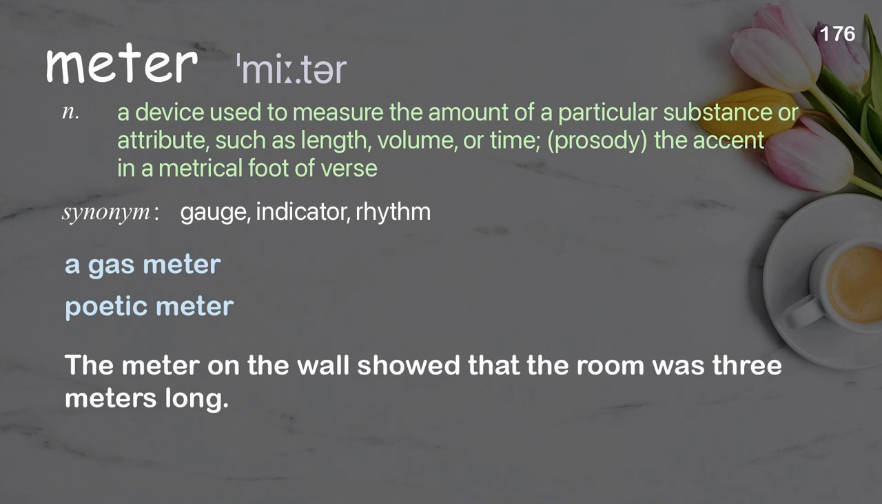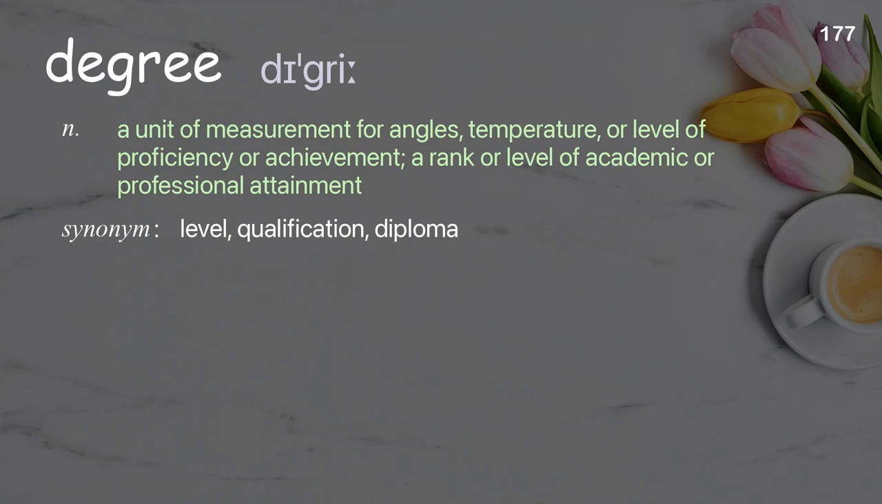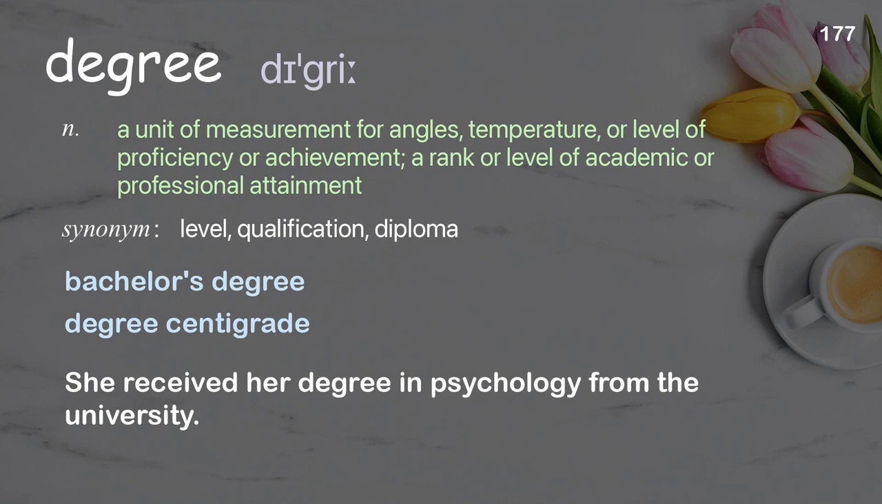Degree. A unit of measurement for angles, temperature, or level of proficiency or achievement, a rank or level of academic or professional attainment. Examples: bachelor's degree, degree centigrade. She received her degree in psychology from the university.